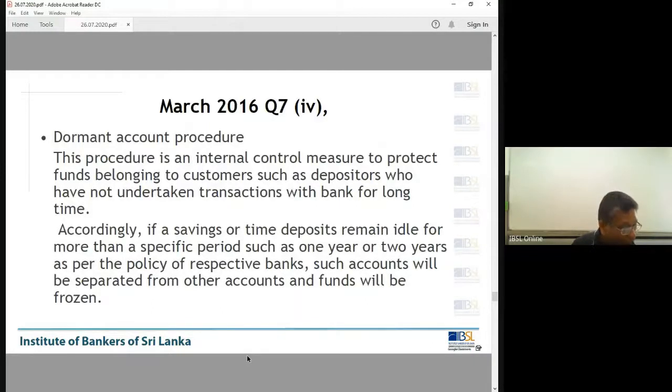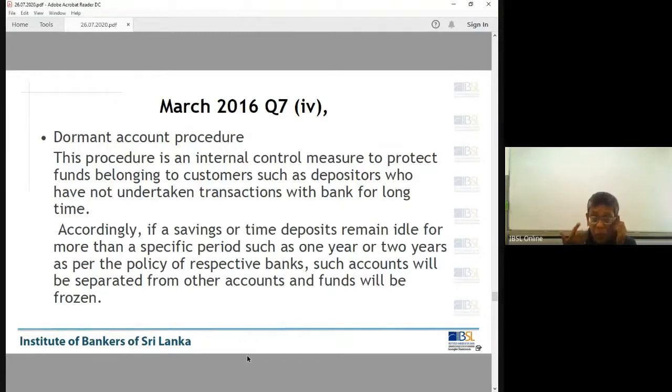Okay, dormant account procedure. Now this is one of the famous questions in March. The dormant account procedure is an internal control. Now you know the dormant account. What does dormant mean? The savings or time deposit remains idle for more than a specific period, maybe 1 year, maybe 2 years, depending on your bank, right?